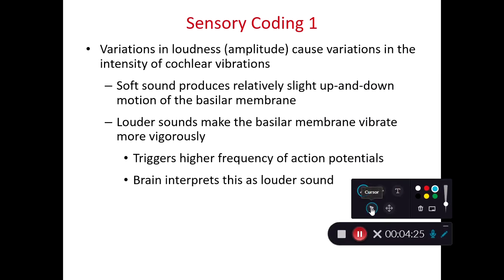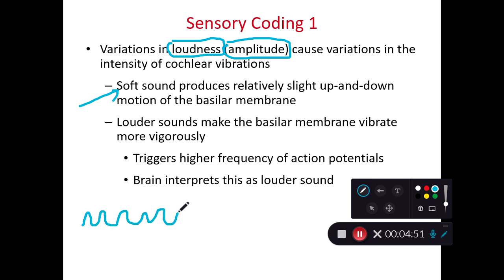So, as we're looking at sound, loudness or amplitude, what's the difference between two identical noises that are quiet and loud? The difference is the amplitude of the sound wave. As we look at soft sounds, they produce relatively short up and down motions. So here's my sound wave. Try to pretend that this sine wave is all even.